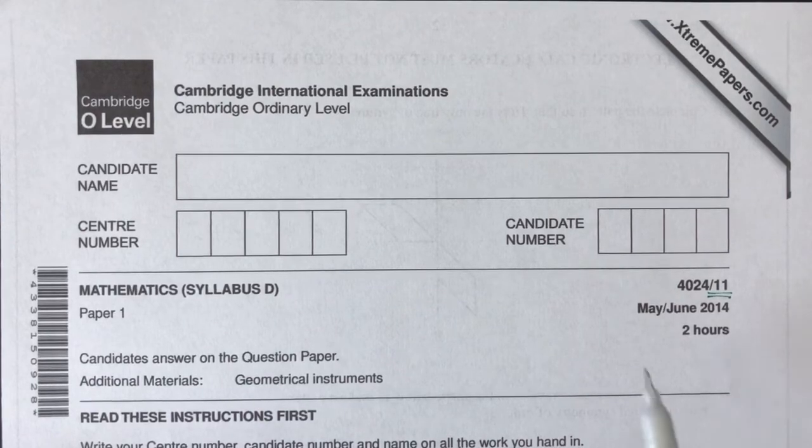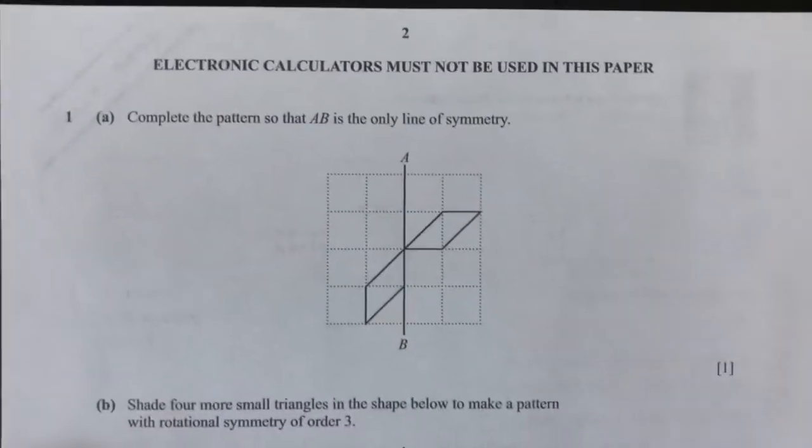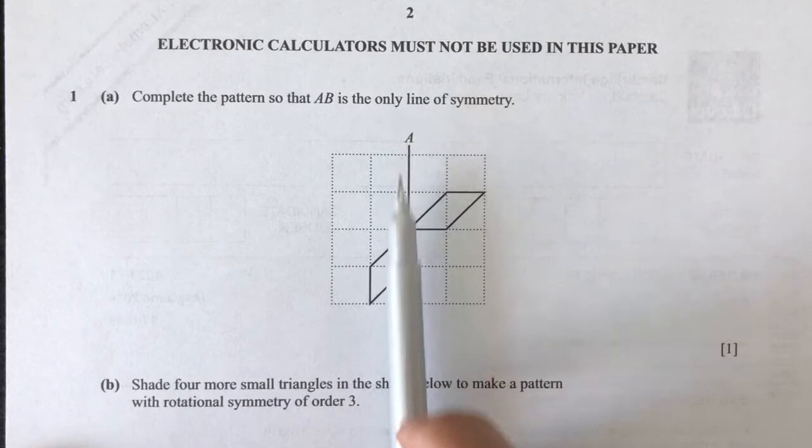This one is paper May-June 2014, paper 1-1. Question number 1, Part A. Complete the pattern so that AB is the only line of symmetry. It is like the reflection on the line AB.